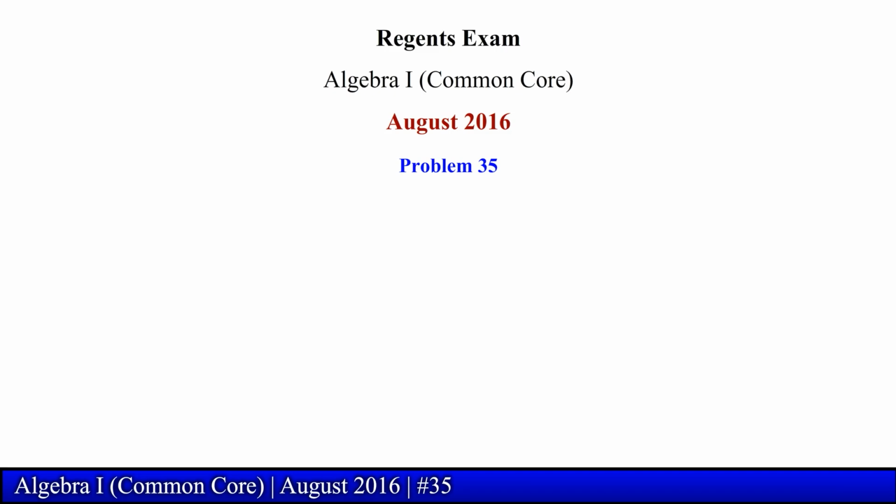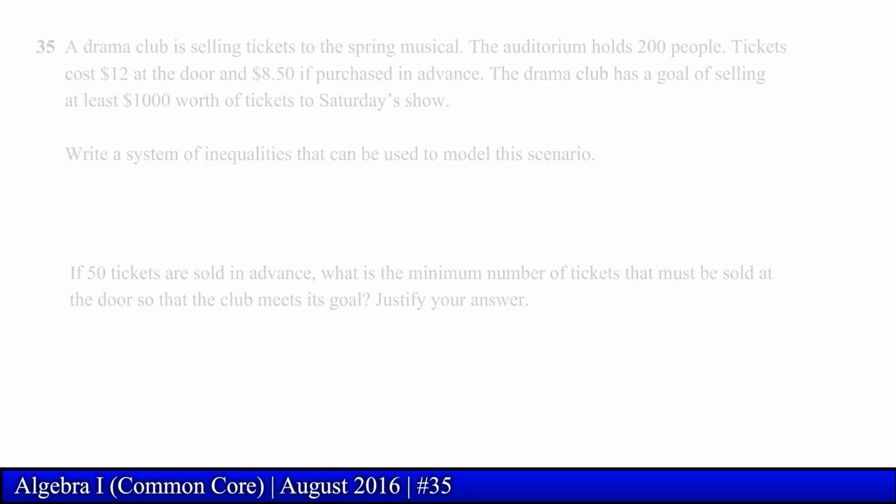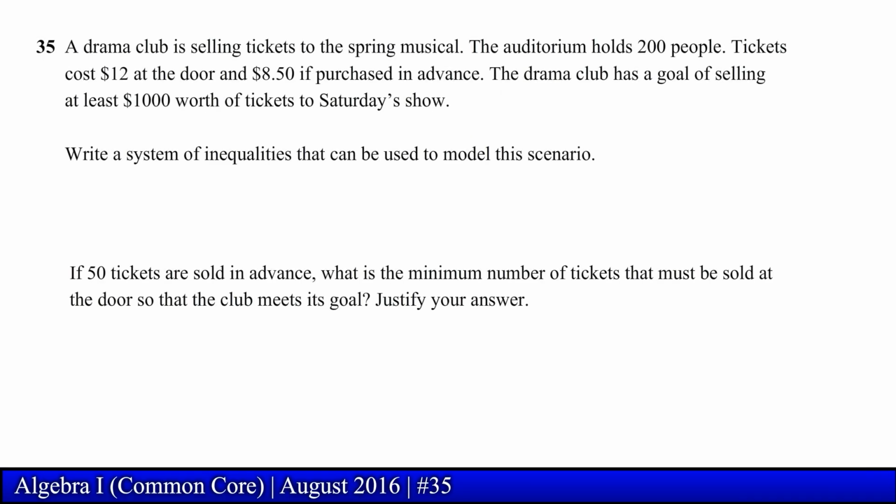Regents Exam, Algebra I, August 2016, problem number 35. A drama club is selling tickets to the spring musical. The auditorium holds 200 people. Tickets cost $12 at the door and $8.50 if purchased in advance. The drama club has a goal of selling at least $1,000 worth of tickets to Saturday's show.